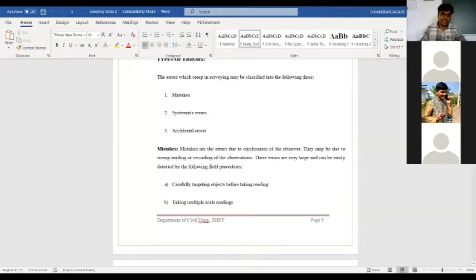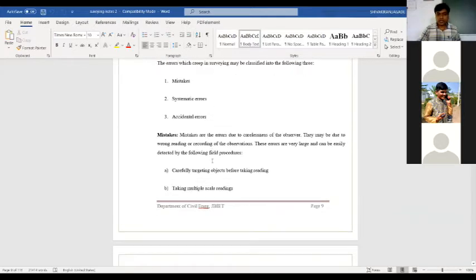So here we're going to study errors due to carelessness of the observer. Suppose you are taking a reading, or you are taking the tape and measuring the length. The actual length will be 20 meter, and instead of saying 20 meter, you say 20 centimeter, and the same thing gets written while taking the measurement. So there we're going to have mistakes. Such kinds of mistakes we make, and we have to avoid them.